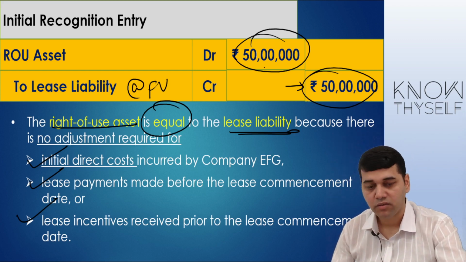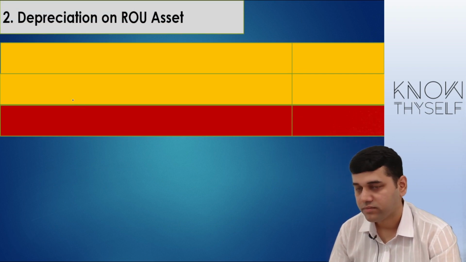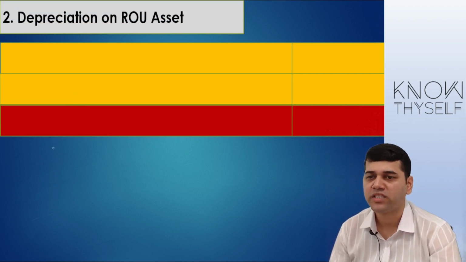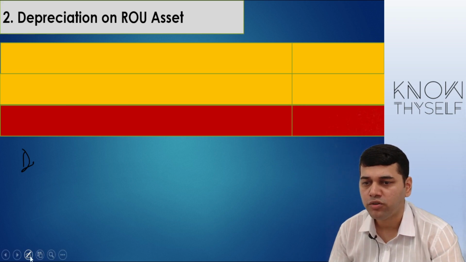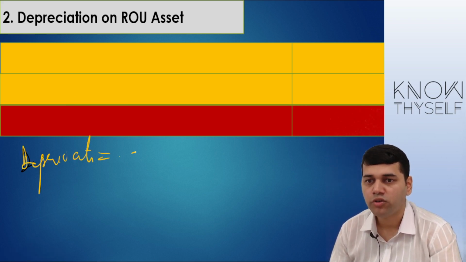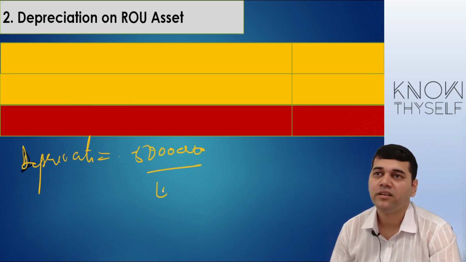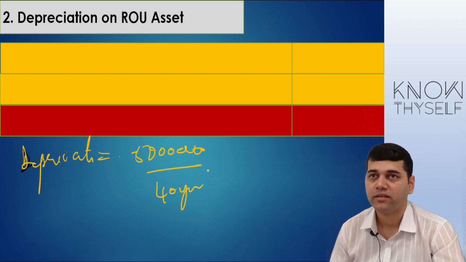Yes. Next, what is my depreciation on ROU asset? Can you tell me the amount of depreciation? You need not write in this format. You can straight away write depreciation is equal to how much? How did you get? 50 lakhs divided by 40 years. Why have you taken 40?